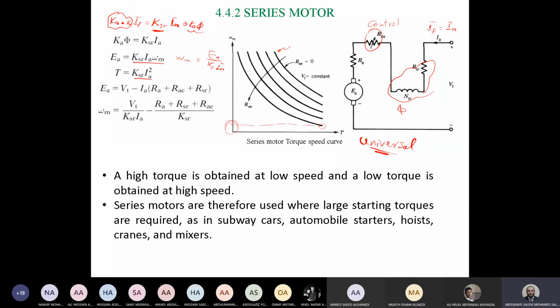Okay? As an example for a blender, you have high starting torque. You add the objects in the blender in the beginning, so you have high starting torque. After that, as the objects inside the blender start to be cut, they become very small and the torque is reduced. So this is one of the examples of series DC motor application. Is there any question, guys, regarding the meaning of DC series motor and the application?